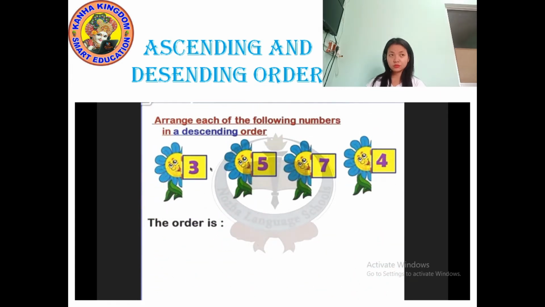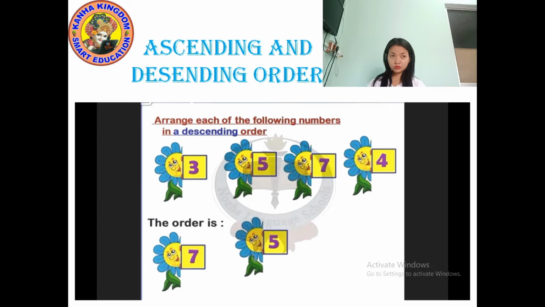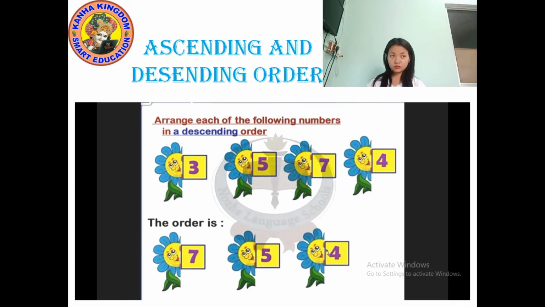Arrange each of the following numbers in descending order. What is the meaning of descending? From the greatest to the smallest. Look at these numbers: 3, 5, 7, 4. I want to start from the biggest number, the greatest number. What is the greatest number here? Yes, 7. What's after 7? 5. Yes. What's after 5? 4. Excellent. And the last number is 3.